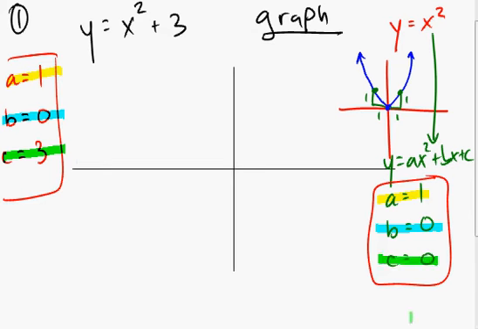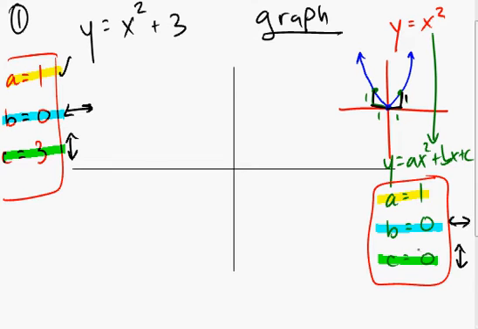So hopefully, you know what these three letters do. The A changes the shape of it. So if the A is 1, that means this over 1, up 1 is still going to work. The C shifts the parabola up and down, and the B shifts it right and left.